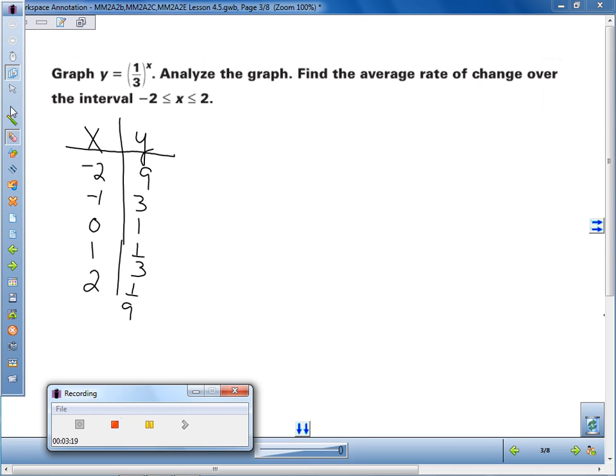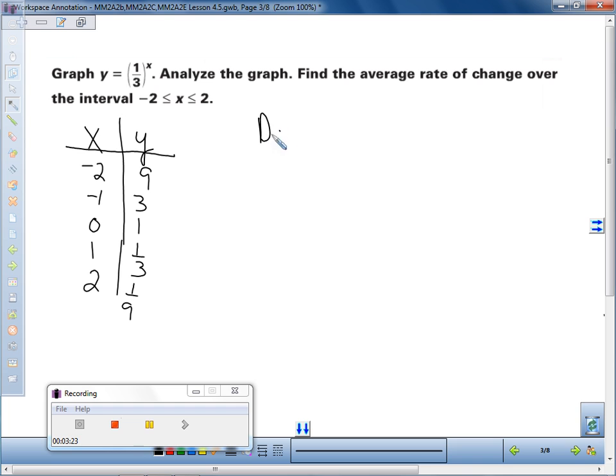Now we'll plot these points and come up with our graph. But before we do that, let's talk about our domain for the whole function. The domain can be any value of x, so it's all real numbers.